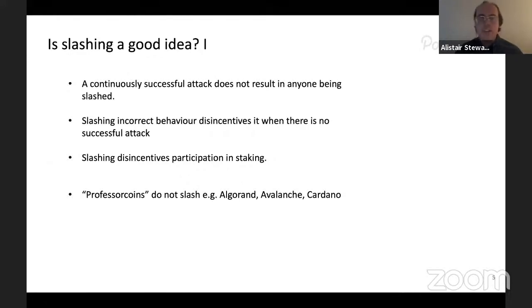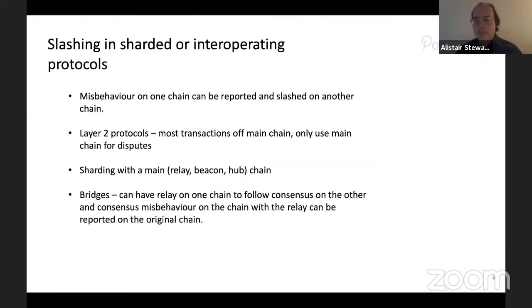But one thing I really want to argue is if we have sharding, if we have interoperability, if we have multiple systems, then it becomes more interesting. The main reason for this is that if we have misbehavior on one chain, often we can report it or post about it on a different chain. Like layer 2 protocols like Plasma, etc. What you do is you make most transactions off the chain, but then you use the main chain for dispute resolution. And basically, this will get you scaling in principle, if not everything is disputed. And the reason you can do this is because people lock collateral on the main chain and they can be punished.